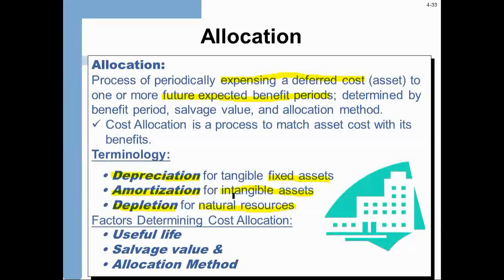And in order to calculate these, in order to allocate the cost to the income statement, we need to have complete information about the useful life of the long-term asset. We need to have an idea about the salvage value, the residual value, or the trade-in value of the asset, and the allocation method, which means that we need to know which type of method the company is using to allocate the expenses in every period in the income statement.